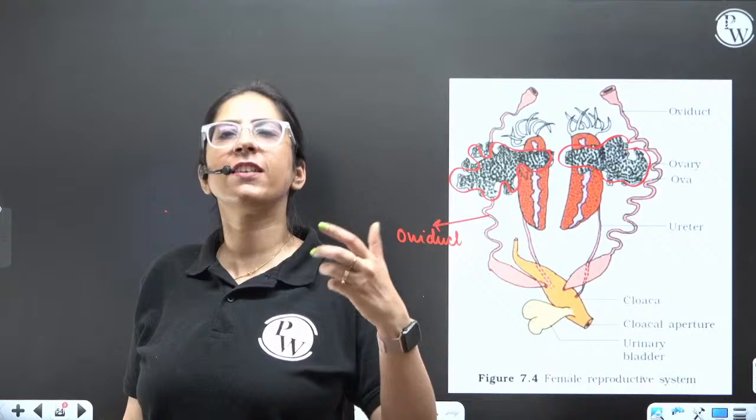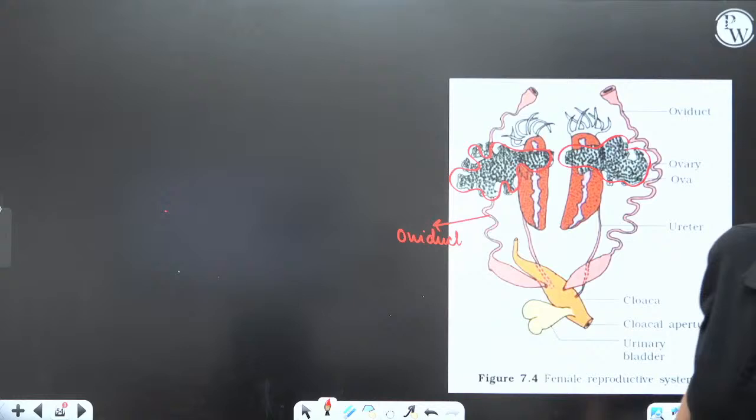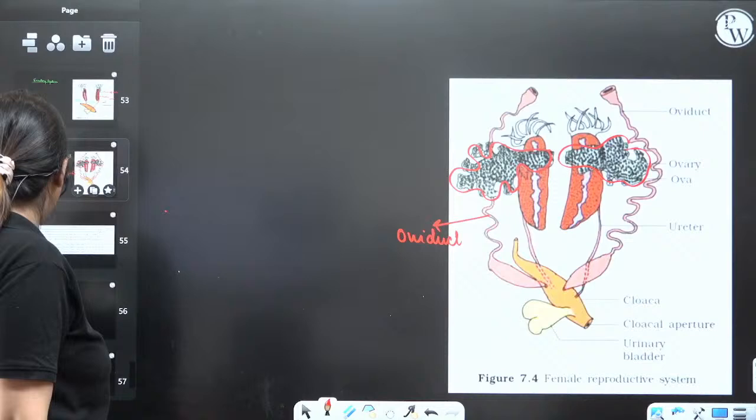So after fertilization, what will happen? There will be formation of a tadpole. See, it's a theory paper, it's an MCQ paper. How can you expect such things?